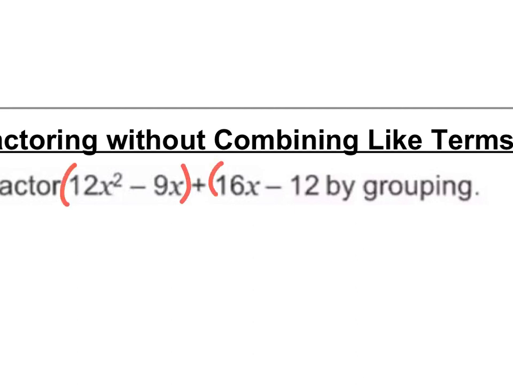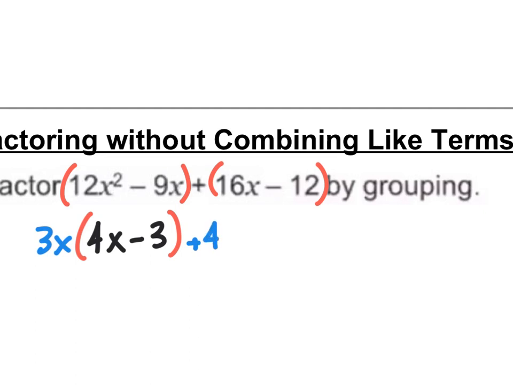I'm going to group this up into each of these. And then I can factor a 3 and an x out of this. So let me factor out a 3x, and that leaves me with a 4x minus 3. Now, if I look at this set of values, 16x and a negative 12, I can factor out a 4 out of 16 and out of 12. So if I factor out a positive 4, then we're left with a 4x and a minus 3.